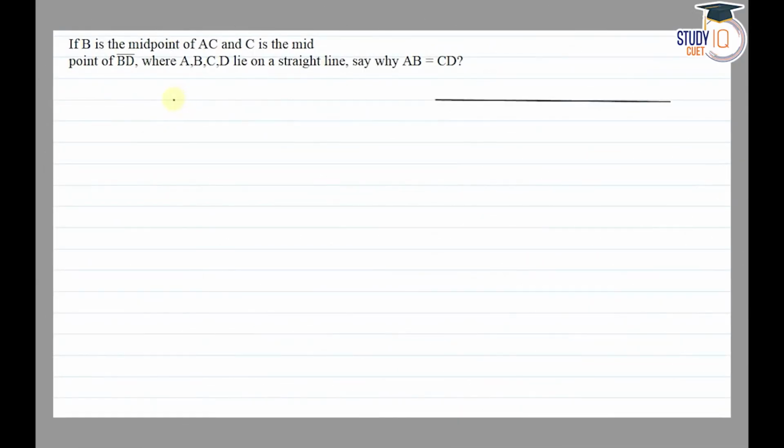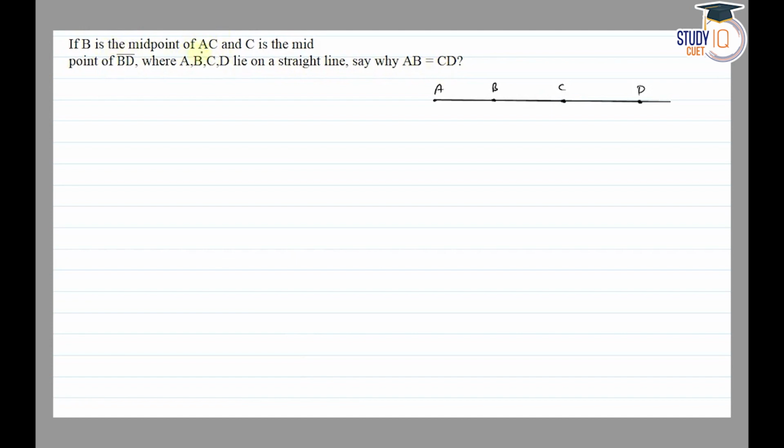Hello everyone, this question appears in class 6 NCERT chapter of Understanding Elementary Shapes. This is 6th question of its exercise 5.1. So the question says that if B is the midpoint of AC, and C is the midpoint of BD, whether A, B, C, D lie on a straight line, say why AB equal to CD.